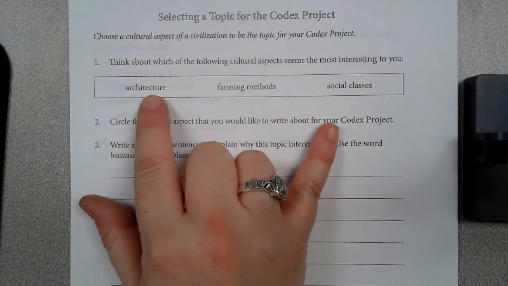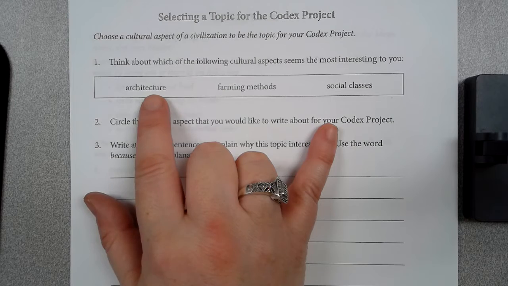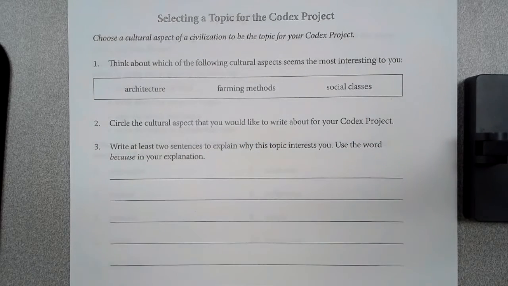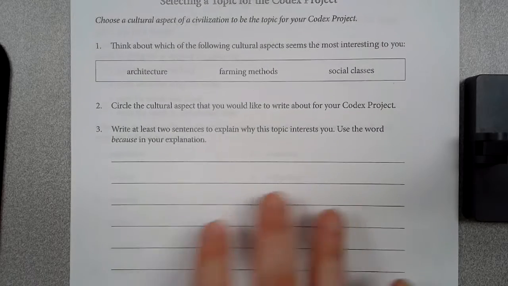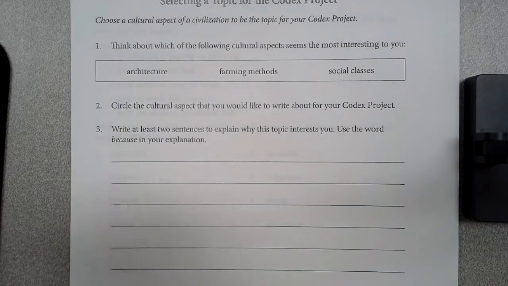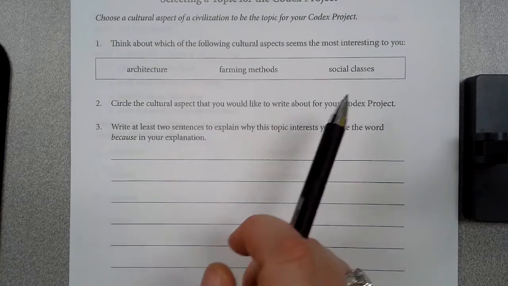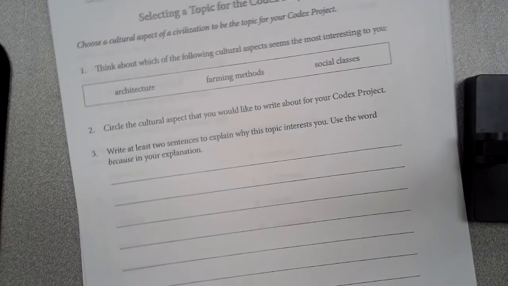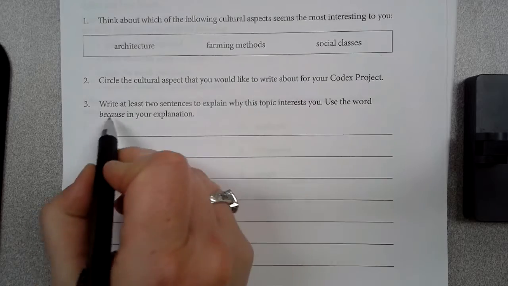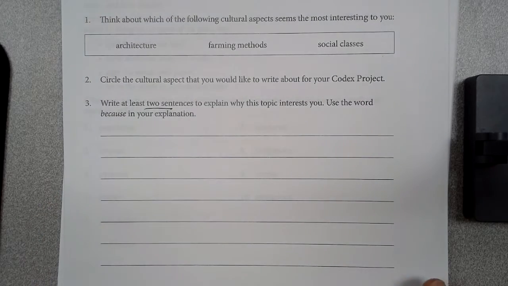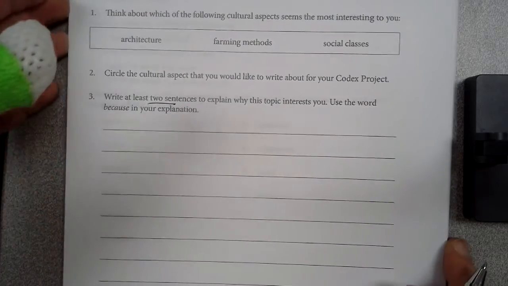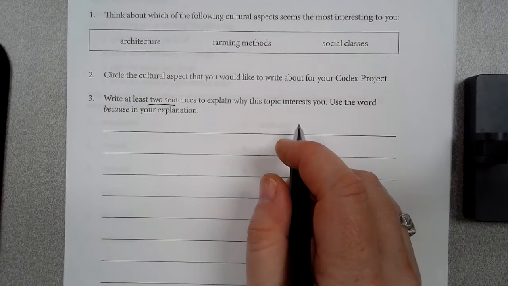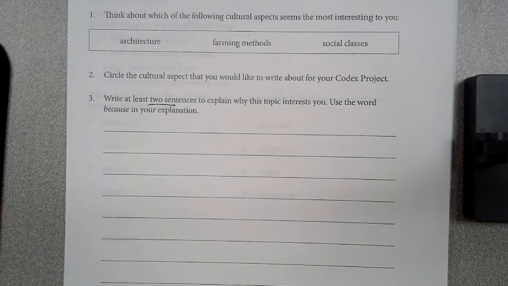So you have three choices to choose from: agriculture, farming methods, and social classes. So what you're going to do is circle one of these three, whichever one you choose. And that's what you're going to be writing about in the codex. Now, once you do that, I need you to give me at least 2 sentences explaining why this topic interests you. Use the word because in your explanation.